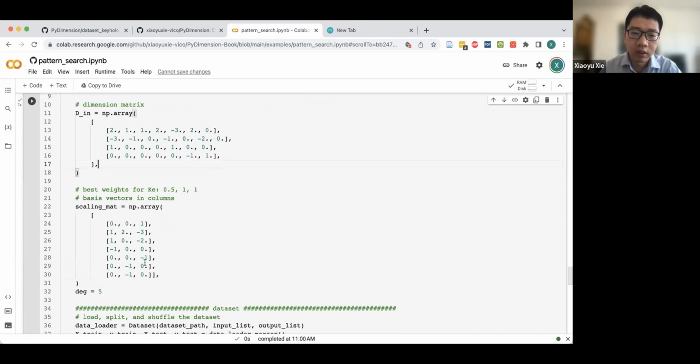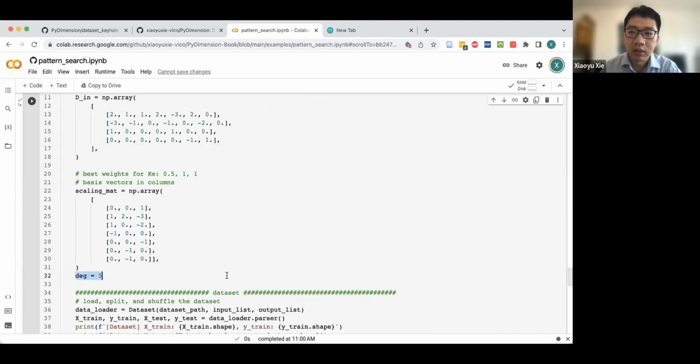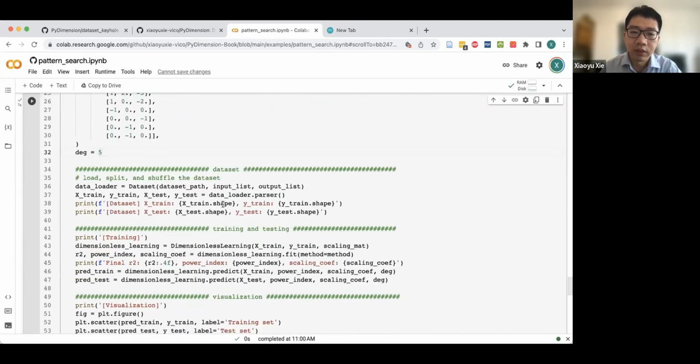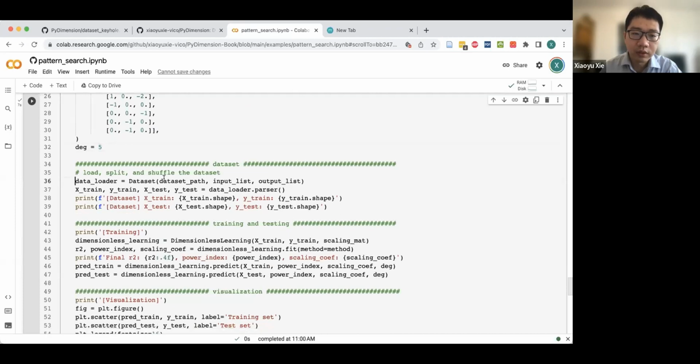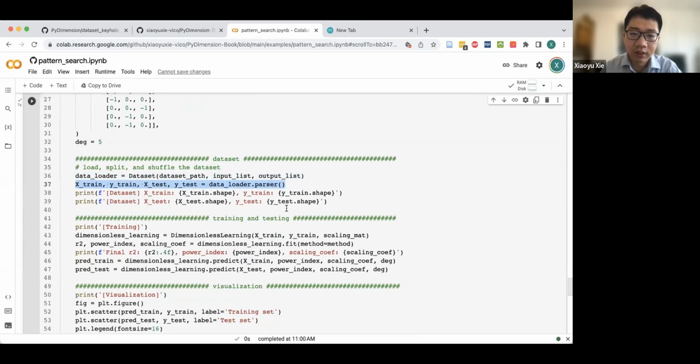So here are 3 columns. Each column is a basis vector. The degree means the order of the polynomial function. So you can use this dataset class function to create your dataset, and it can help you split the dataset into training set and test set.